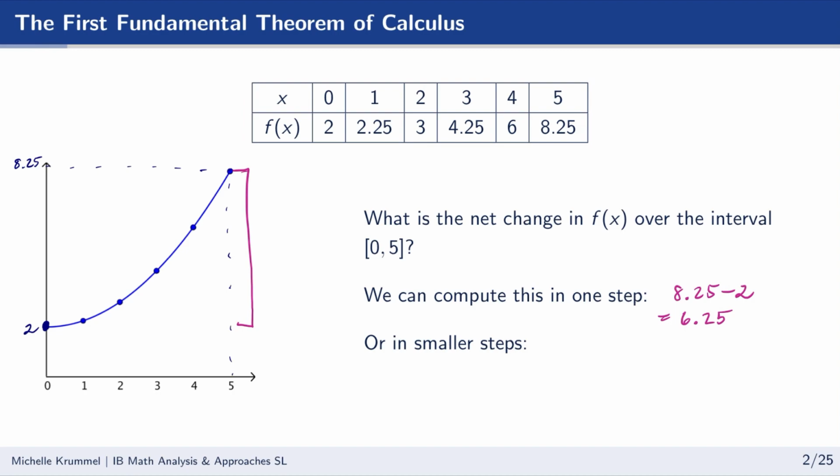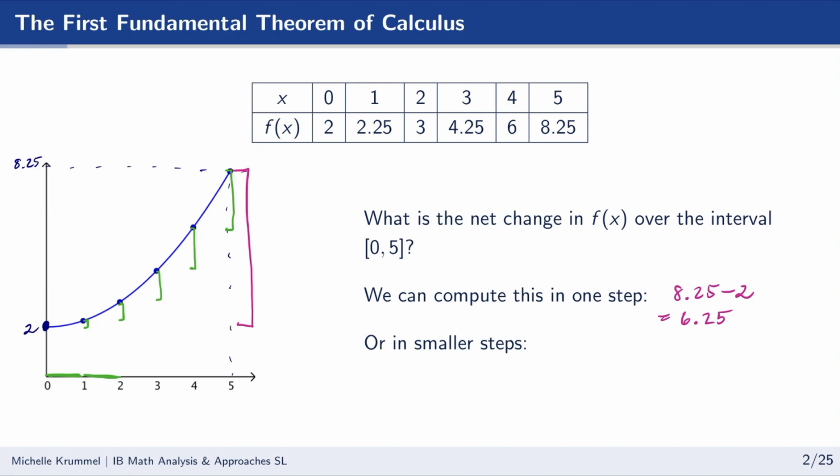Or we could also do it in smaller steps. On this little subinterval from x equals 0 to x equals 1, we get a change in y. It's pretty small, but there is a change in y there. And then on the next subinterval from 1 to 2, we get a change in y. It's about that big. And then on the next subinterval, we get a change. It's that big. And we get a change. It's that big. And then on the last subinterval, we get a change that's that big. And if we added up all of those little changes, we would get the same overall answer, 6.25, as the overall net change.